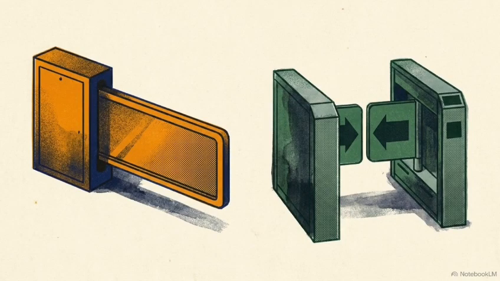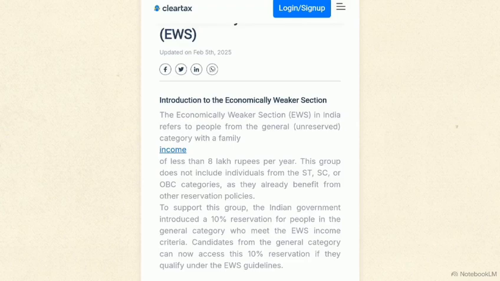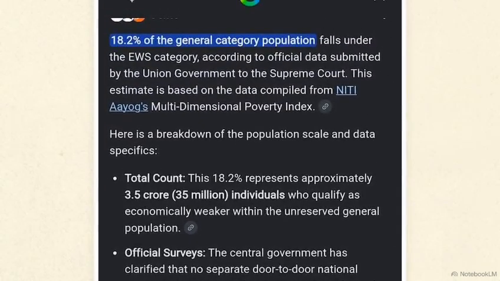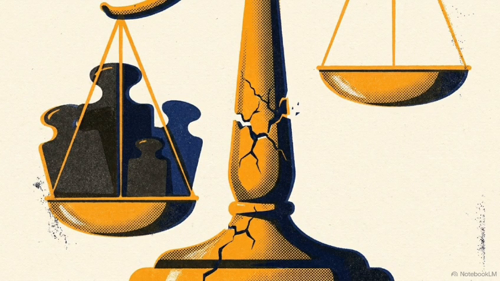While the creamy layer uses income to exclude, the state introduced a second mechanism to include: the economically weaker section, or EWS. This document outlines the EWS criteria. It is a 10% reservation allocated strictly to the general category. To qualify, a family must earn less than 8 lakh rupees per year and must not already be covered under SC, ST, or OBC quotas. Official proxy data used by the government estimates the scale of this demographic. Approximately 18.2% of the general category population, roughly 35 million people, falls under the EWS income limit.